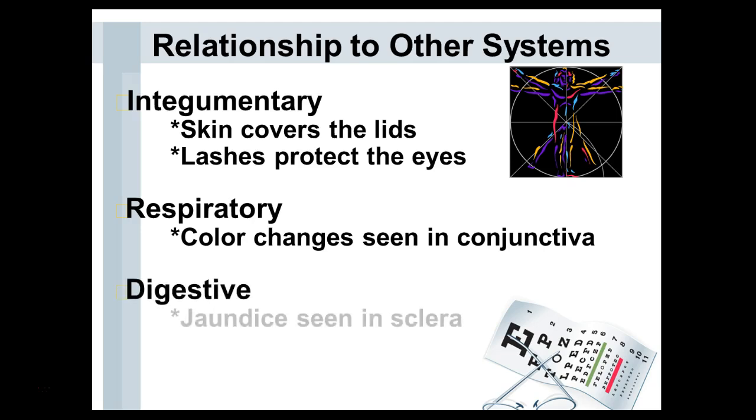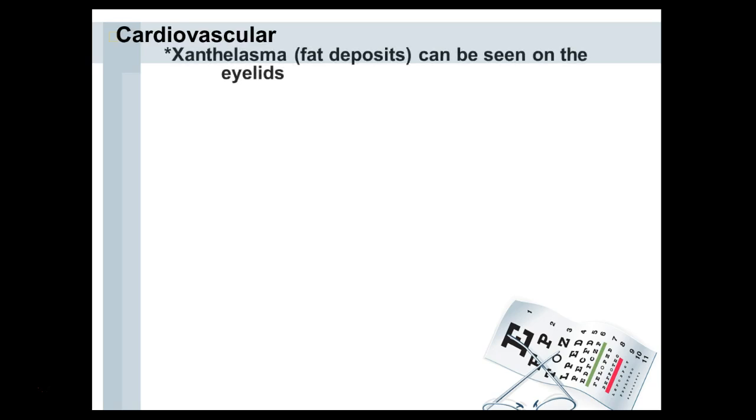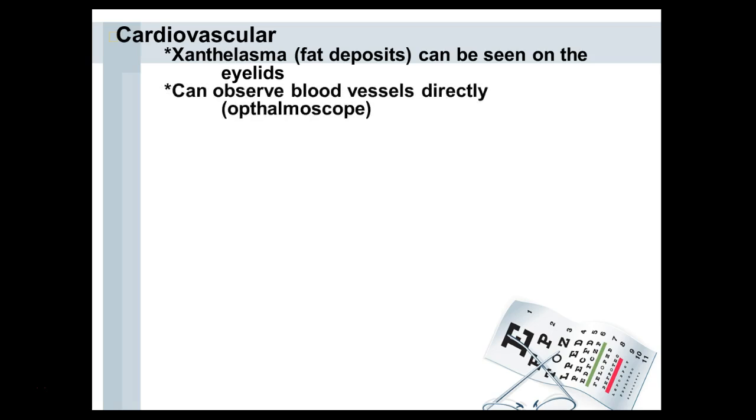The digestive system. Jaundice, which is yellowing of the sclera due to liver dysfunction. And of course, the sight of food can stimulate our appetite and make us hungry. The cardiovascular system can be involved in a couple of different ways. You can see fat deposits that can build up on the eyes. And of course, blood vessels you can directly visualize with an ophthalmoscope.